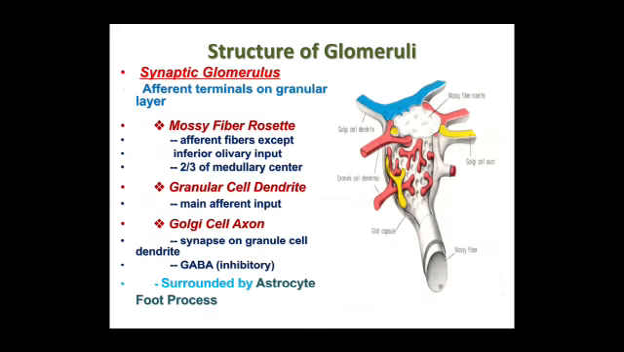So the main synaptic glomerulus, afferent terminals on the granular layer: mossy fibers, afferent fibers except inferior alveolar input, so 2/3 of the medullary center. Then granular cell dendrites, main afferent input. Golgi cell axons synapse on the granular cell dendrite. They are surrounded by astrocytic foot processes.